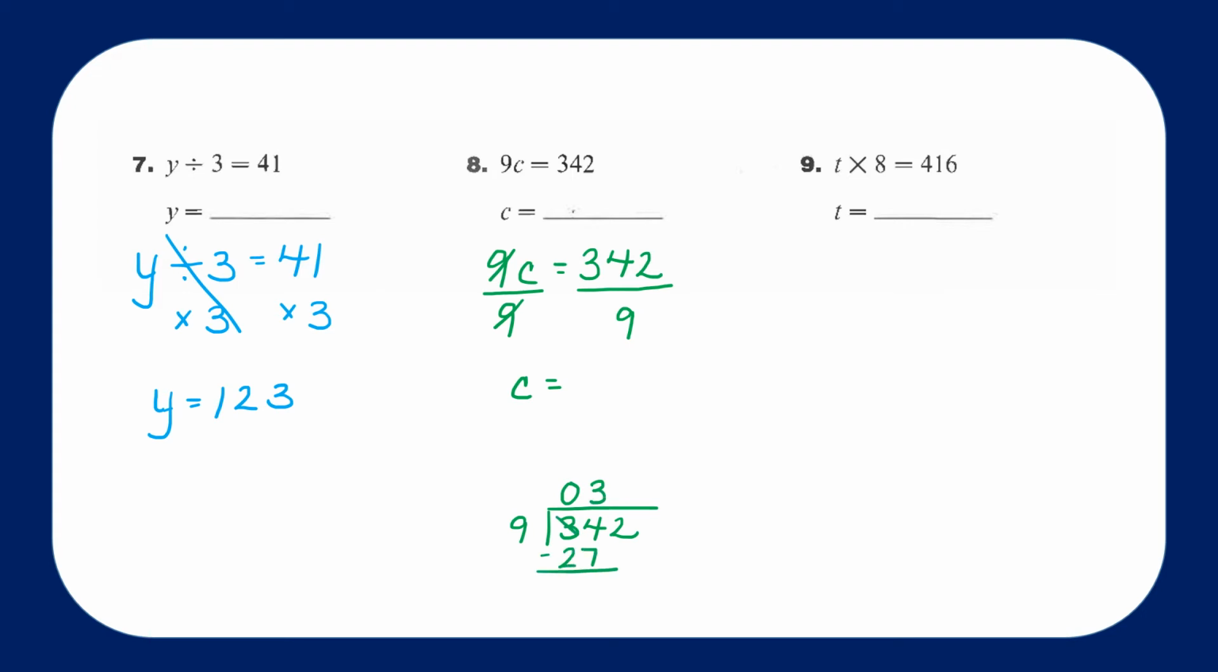To borrow, bring down the 2. 8 times 9 is 72. My answer is C equals 38.